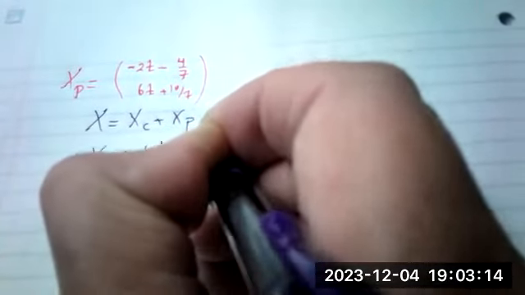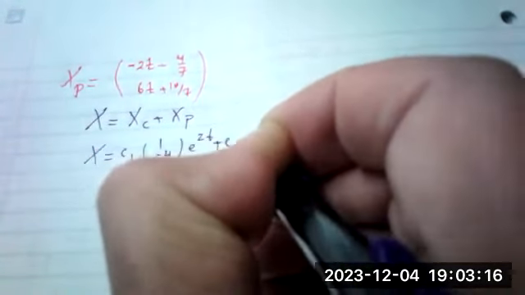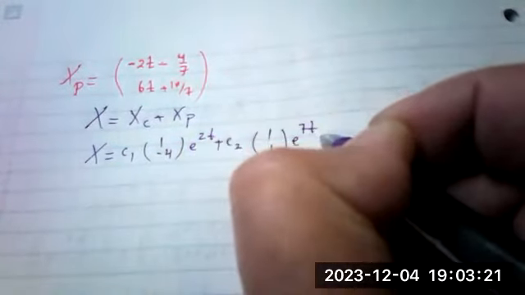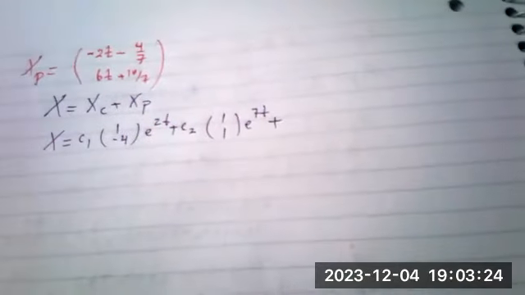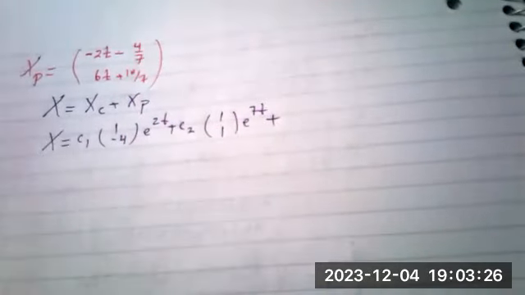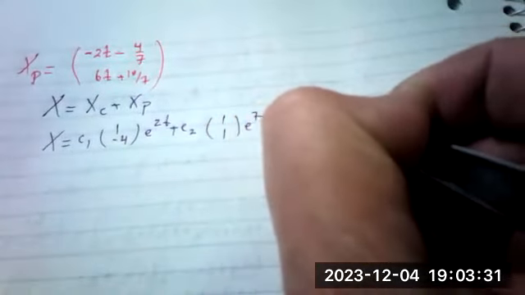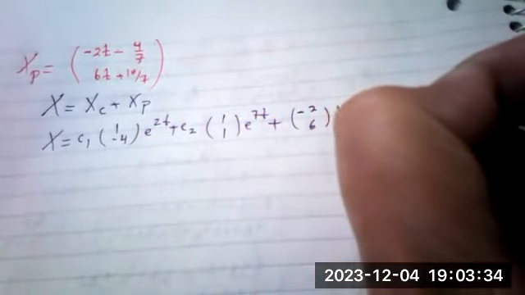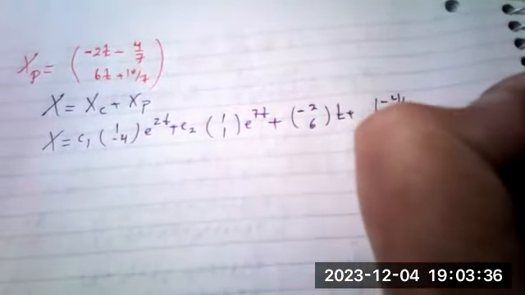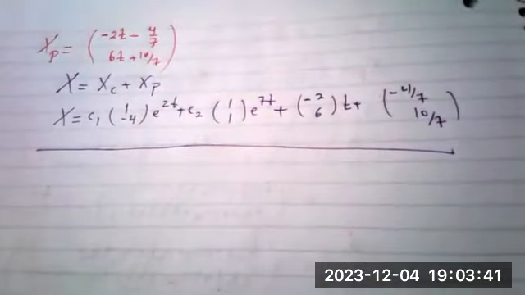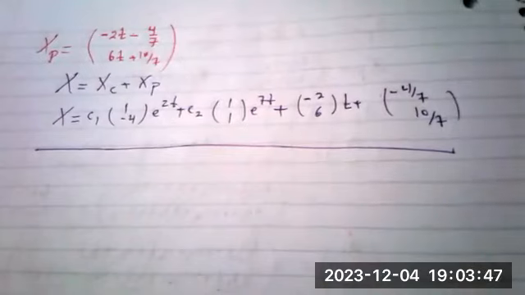So this is going to be the final answer: C1 times (1, negative 4) e to the 2t plus C2 times (1, 1) e to the 7t, and plus this one. If you like, you can write this. You don't have to, but you can write it as (negative 2, 6)t plus (negative 4/7, 10/7). That's optional to give you a nice solution. Okay. That would be enough.